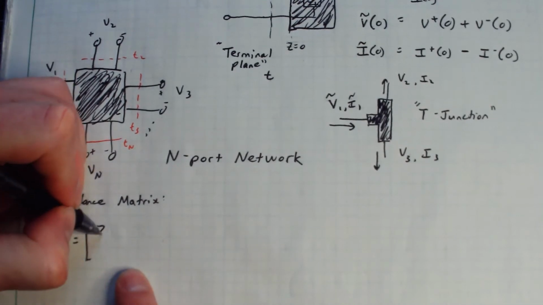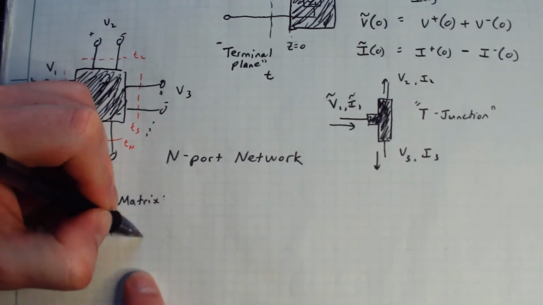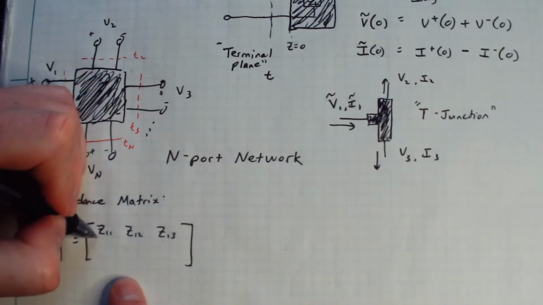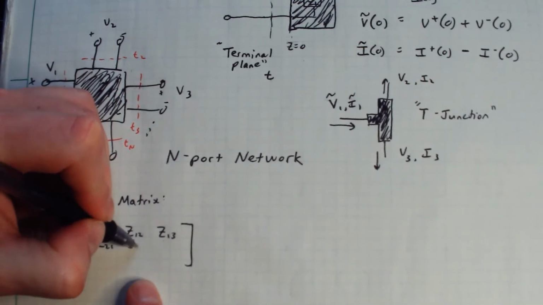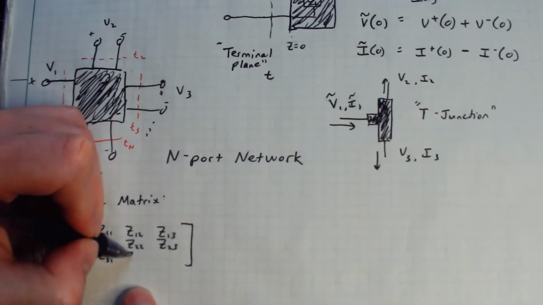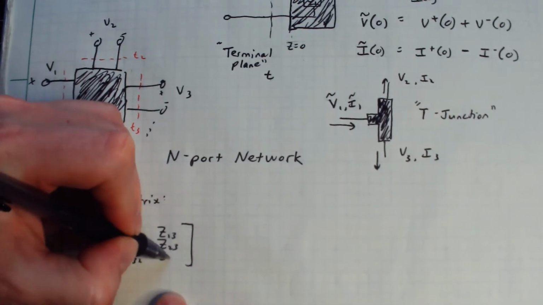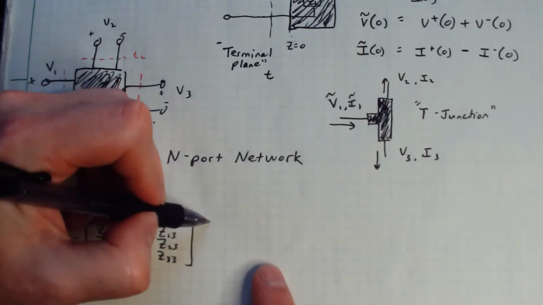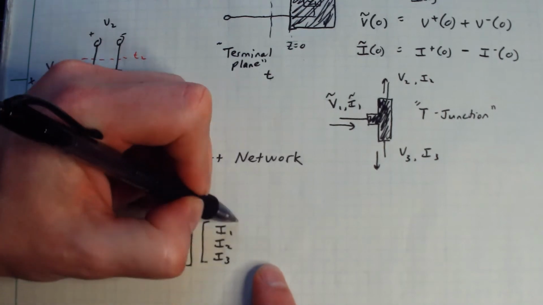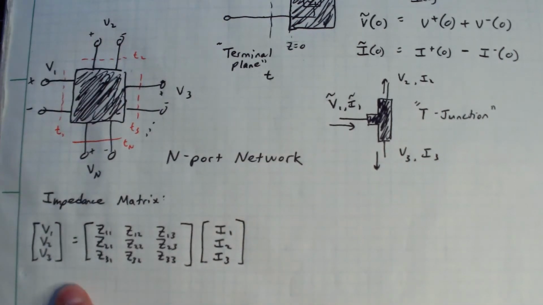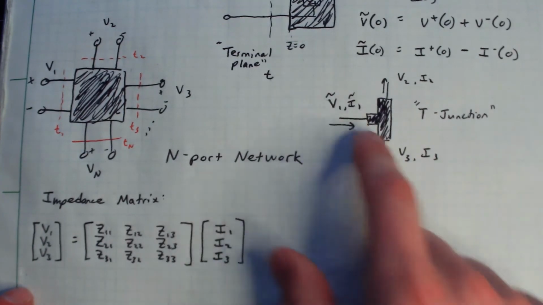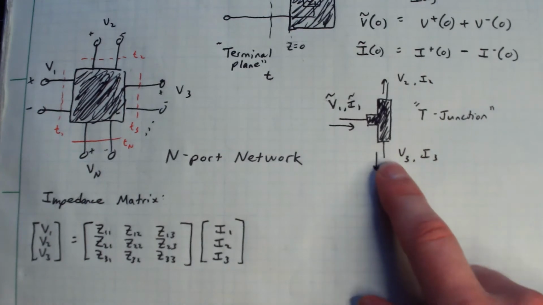I'm going to write something like this. Z11, Z12, Z13, like so. And then Z21, Z22, Z23, then Z31, Z32, Z33, times my currents here, I1, I2, I3. So you notice I've taken this notion of impedance and sort of spread it out a bit in a way that allows me to speak about how voltage here will create current over there.